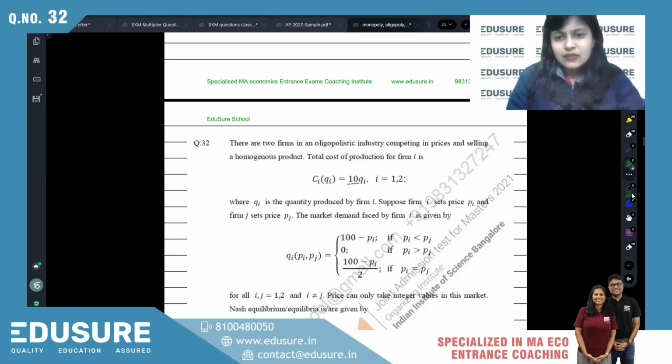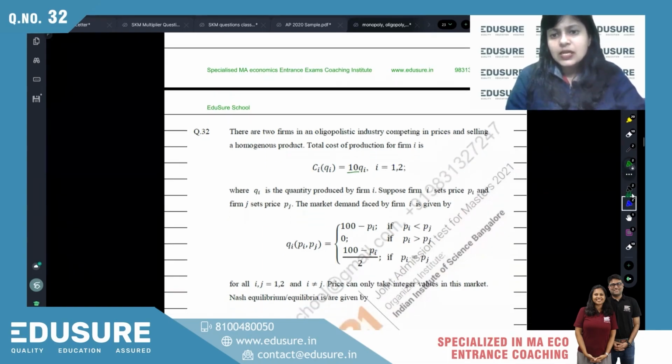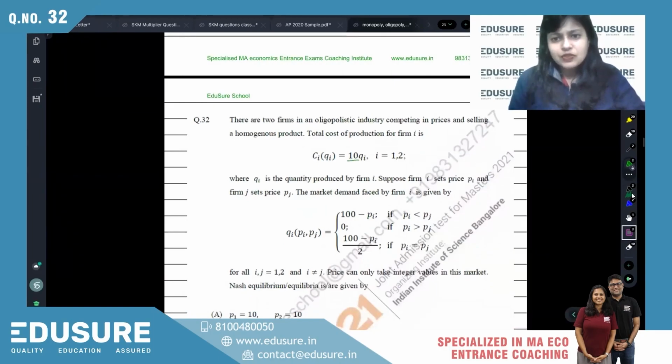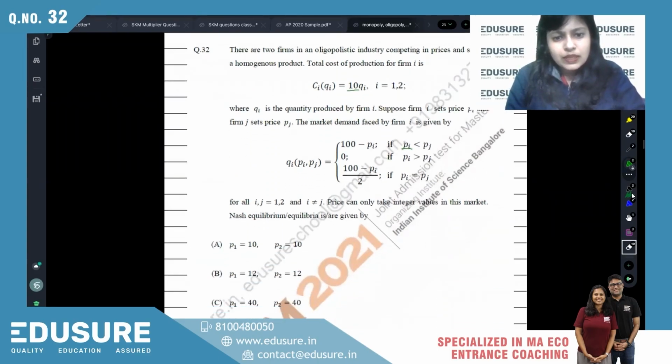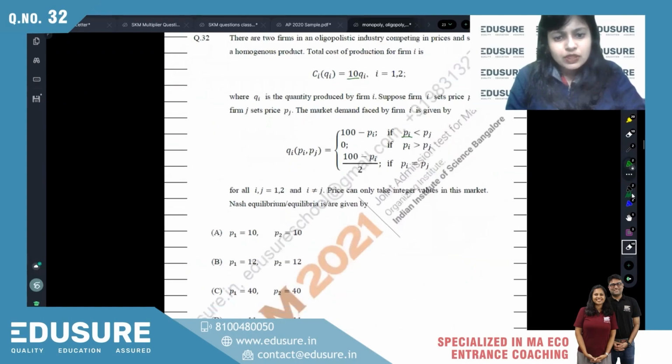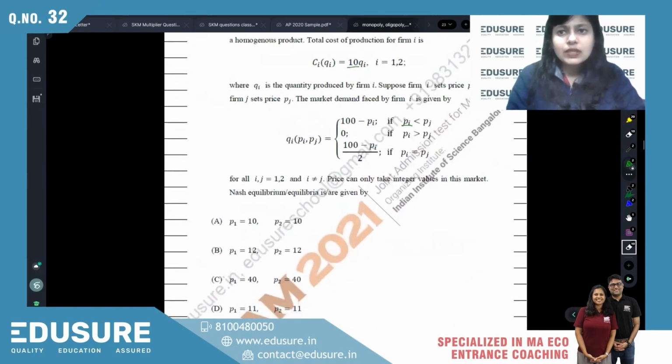And the market demand which is faced by firm I is this. If PI is less than PJ, so then if you're the lower price firm, 100 minus PI will be the market demand. If PI is more than PJ, you get nothing. If PI is equal to PJ, then you both basically share the market. Okay. Now, price can take only integer values in this market. Nash equilibria is given by P1 10, P2 10; P1 12, P2 12; P1 40, P2 40; P1 11, P2 11.